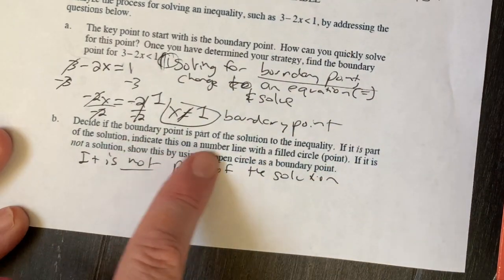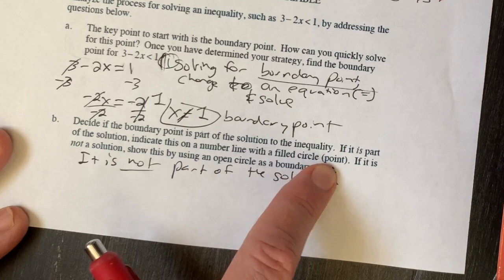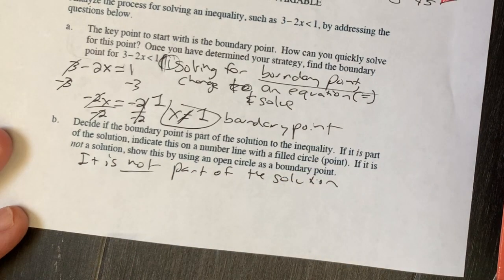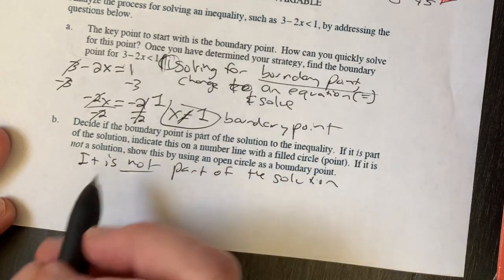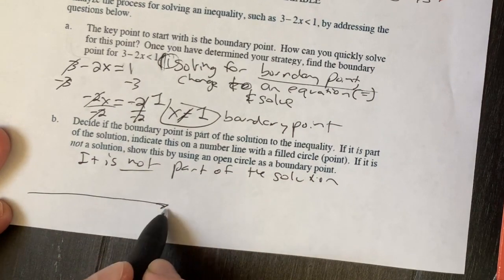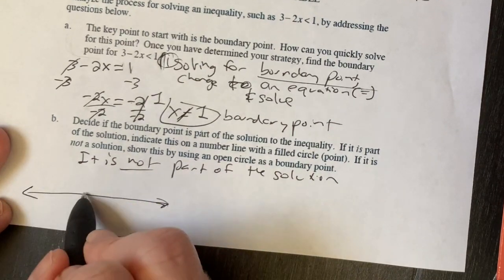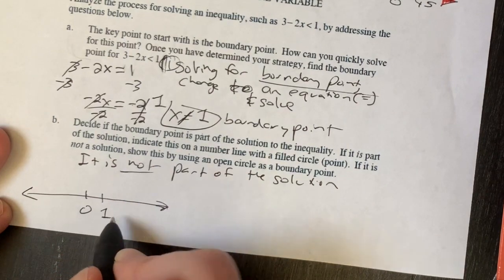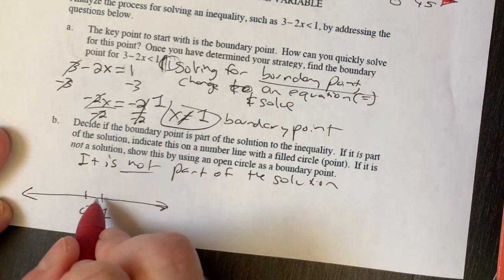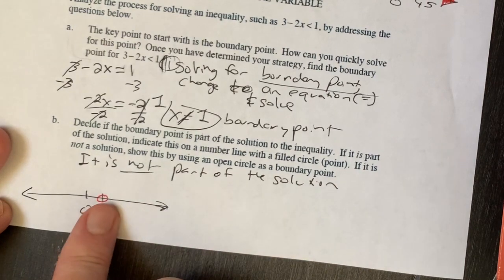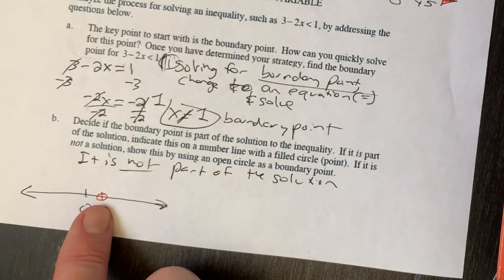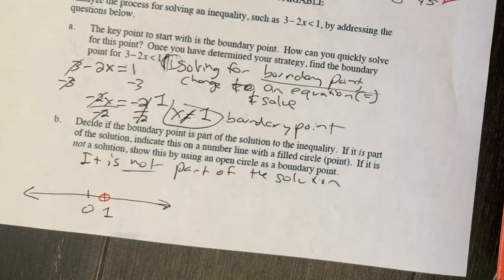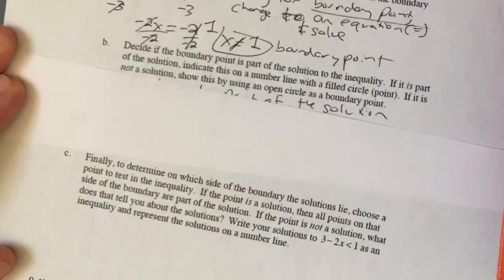If it is part of the solution, indicate this on the number line with a filled-in circle, a closed circle point. If it is not a solution, show this by using an open circle as a boundary point. Okay, so I'm going to do an open circle. X can't equal 1, so I'm going to put an open circle right there. I'm not going to fill it in. I'm going to indicate this is where my boundary point is, but not include it as part of my solution that I'm reporting to you guys. Next question.